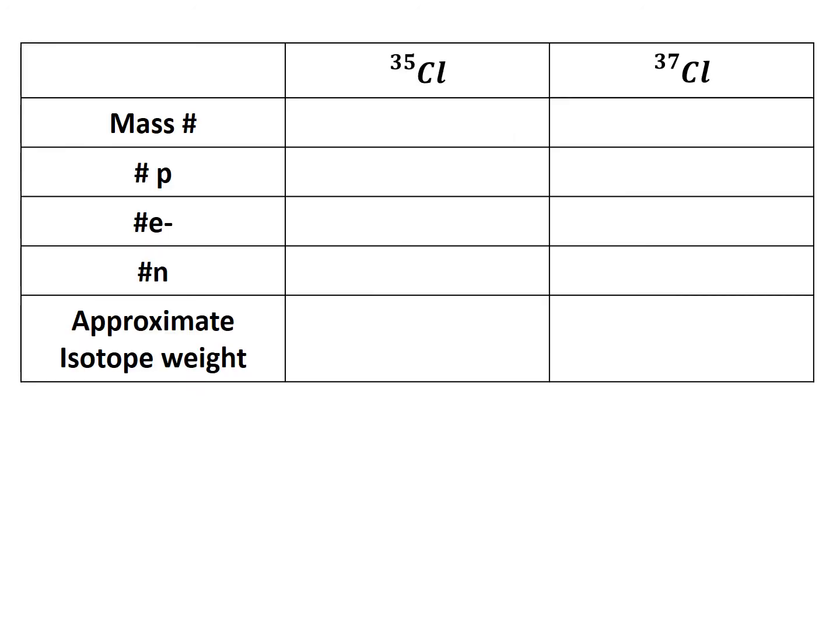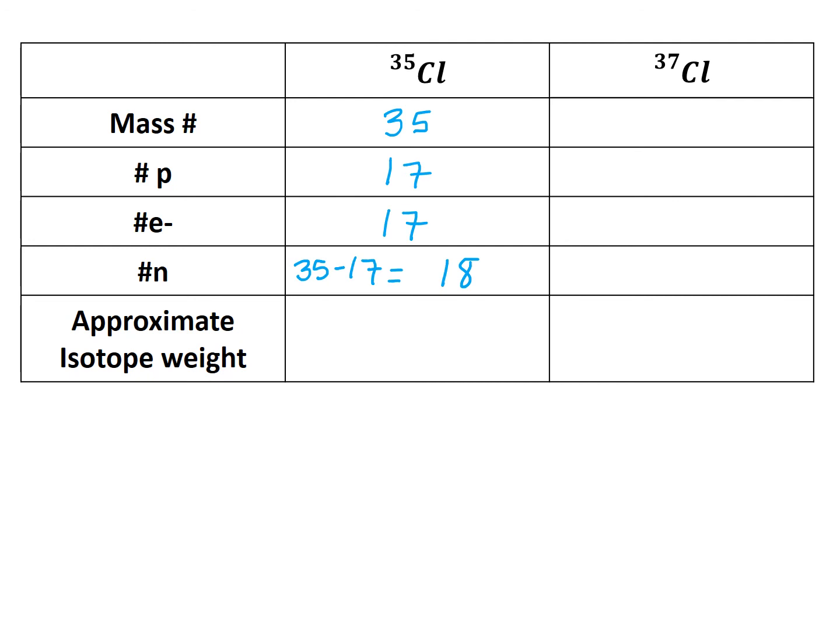17. So here we go. 35 is the mass number. Number of protons is 17. These are all neutral atoms unless it specifies that it's an ion. So we have 17 electrons. And then to find the neutrons, we take the mass number, 35, minus the number of protons, 17, and we're going to get 18. So there's 18 neutrons in chlorine 35.